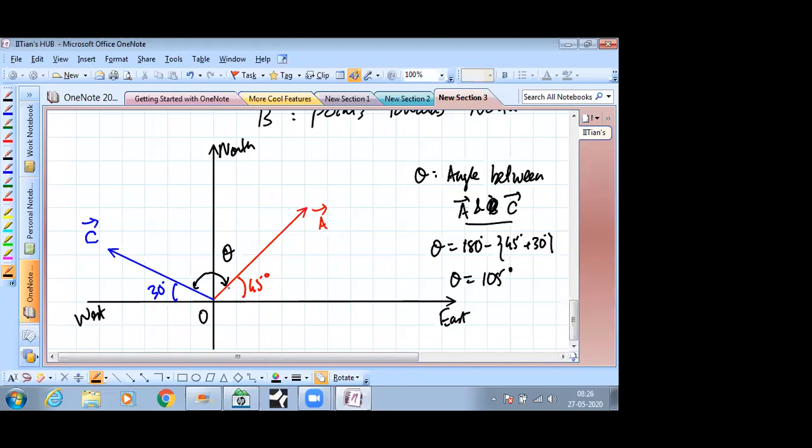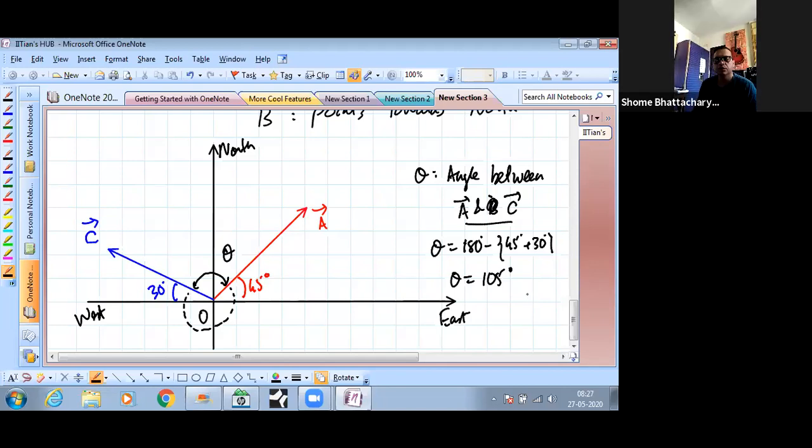You might also say, why can't we express the angle as this? And we can express it. This one will simply become 360 minus 105, or 255. But the thing is, we always take the smaller of the two angles rather than the larger one. So that's why here we will typically express the angle theta as 105 degrees. Hope this example is clear to all of you.